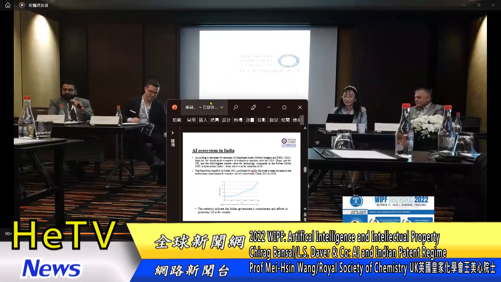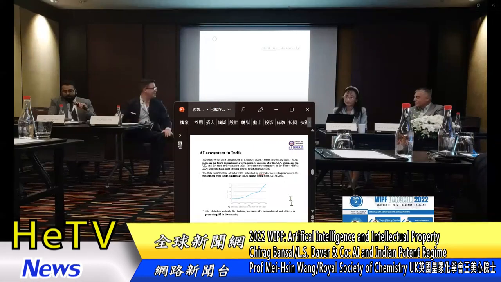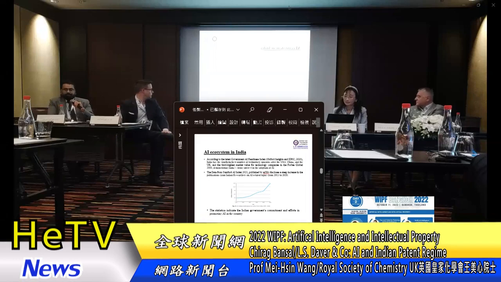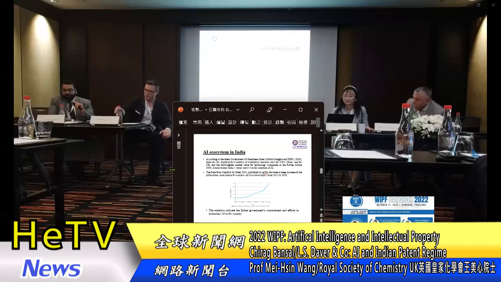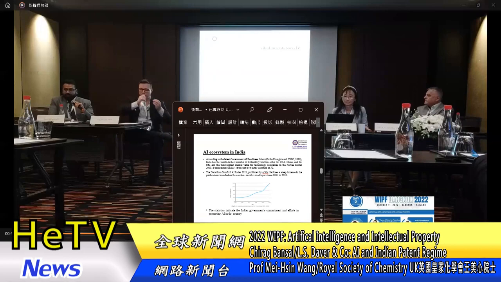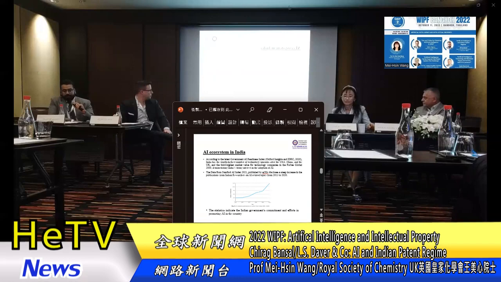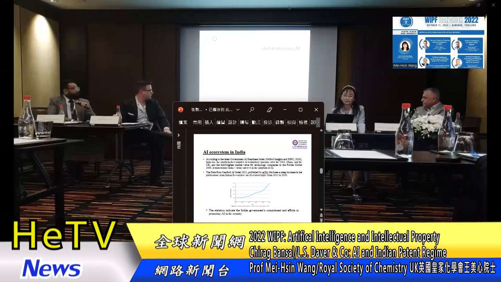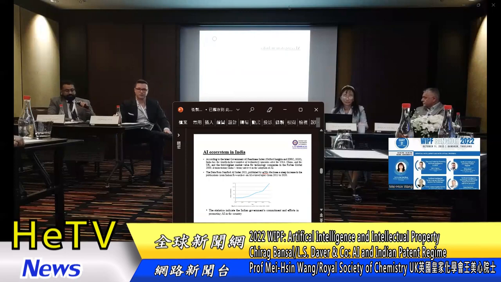Starting with the AI ecosystem, according to the latest government AI Readiness Index, India has the 4th highest number of technology unicorns after the USA, China and the UK, and the 3rd highest market value for technology companies in the Forbes Global 2000, which demonstrates India's strong interest in the adoption of AI. Data from the Stanford AI Index 2020 discloses a steep increase in the publications from Indian researchers on AI-related topics from 2015 to 2020. Again, these statistics indicate the Indian government's commitment and efforts in promoting AI in the country.